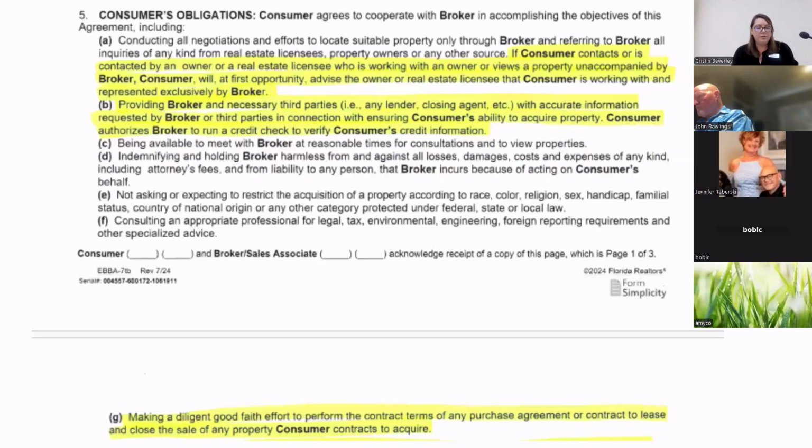All right, moving on to the consumer obligations. This is a really important piece to make sure that they understand. And you'll see again, I highlighted portions of this. If I highlight it, I would encourage you to highlight it as well and make sure that you're really going through this with your customers.